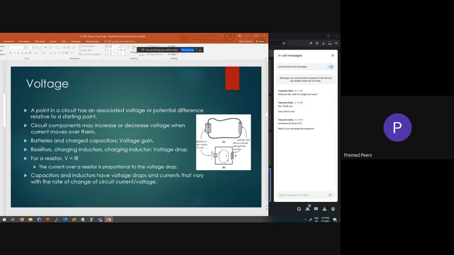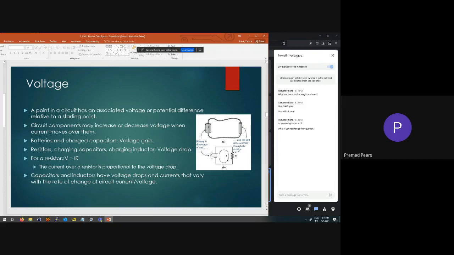However, resistors, this should say charging capacitors. Resistors or a capacitor that we're charging with a battery or an inductor, which we don't really care about for the MCAT, but I put it here just for completeness. Those drop the voltage. So if we look at this circuit, it's conservation of energy, and you'll see more when we go into circuits in more detail in a future unit. But this battery increased the voltage. So as these electrons go over this resistor, there is a voltage drop.